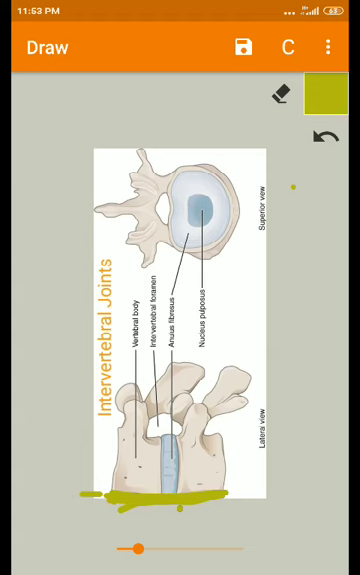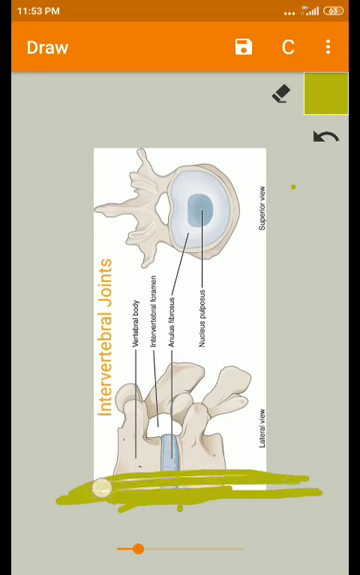So it extends up to the basilar part of the occipital bone at the top, and down to the sacrum at the lower end. Now coming to the posterior longitudinal ligament. This ligament is not only present on the anterior side, it also occupies some of the lateral aspect, the anterolateral part, of the intervertebral joints.